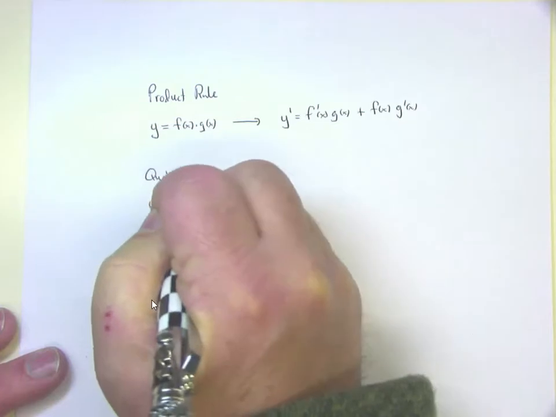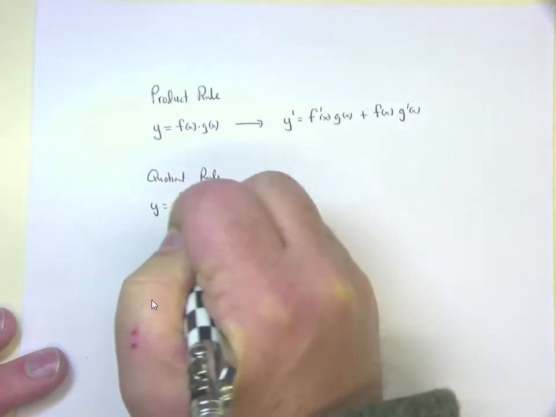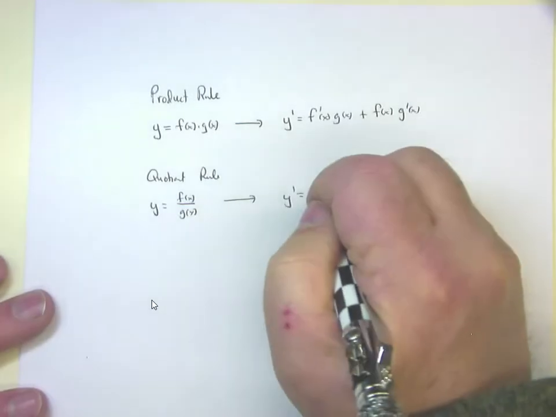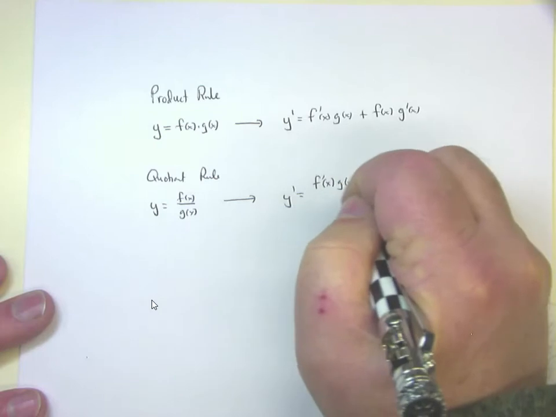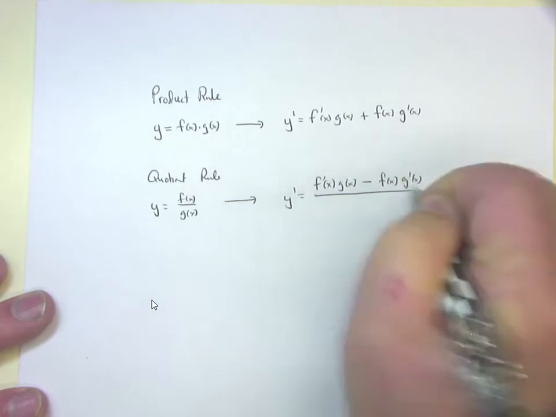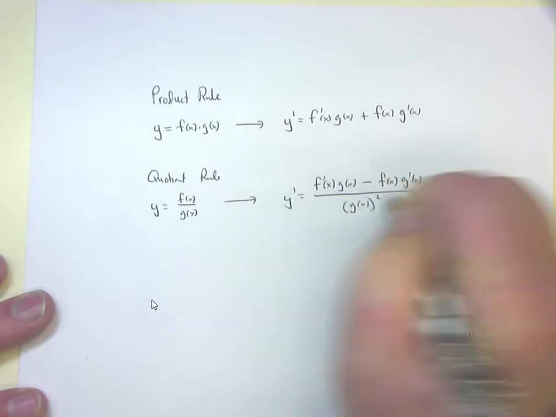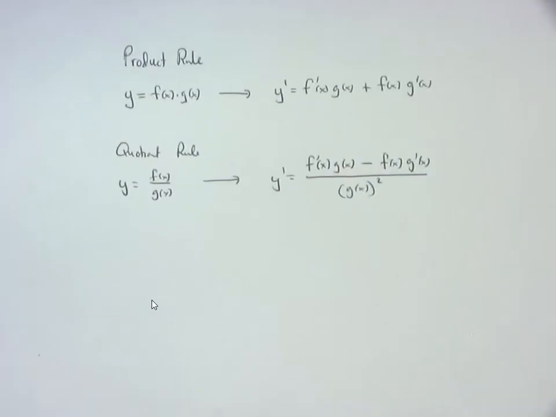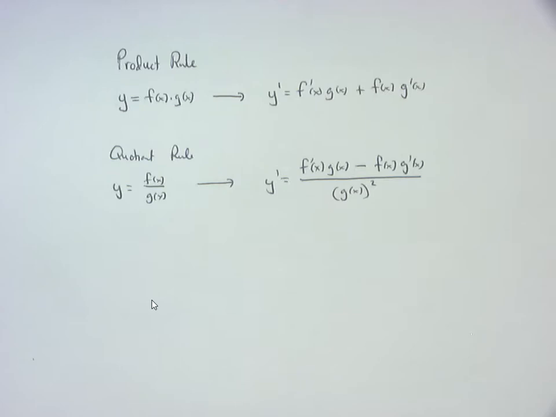Quotient rule is y equals f of x divided by g of x. Then my derivative is going to be, you take the derivative of the top, f prime of x times g of x minus f of x times g prime of x, divided by g of x squared. And again, when I'm doing the quotient rule, my goal here is to memorize this. And I'm also trying to catch you guys a pattern. So if you notice, I'm using the exact same pattern as the product rule, but instead of a plus, it's a minus, and then you've got the divide by g of x squared.